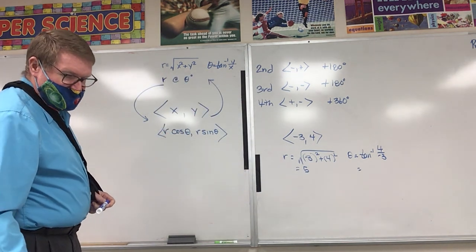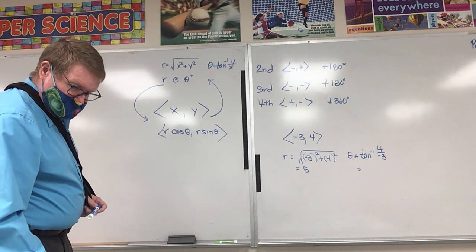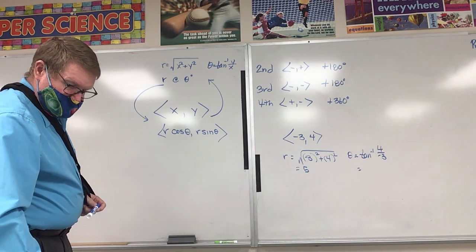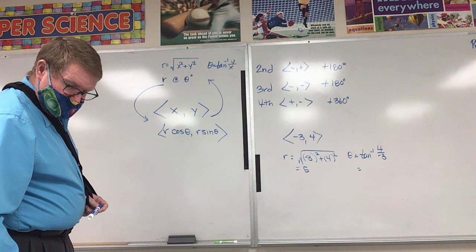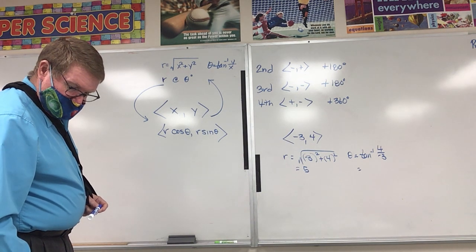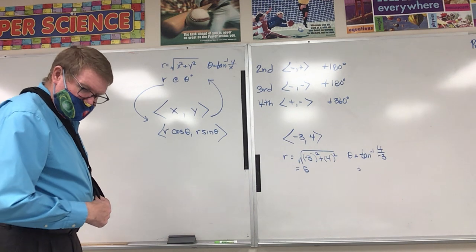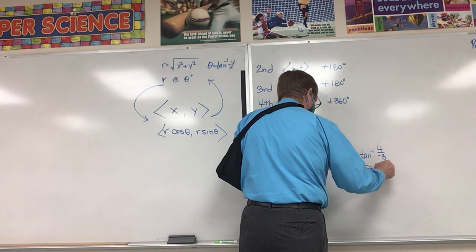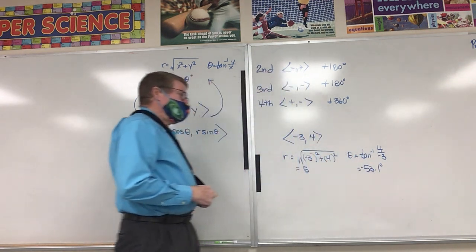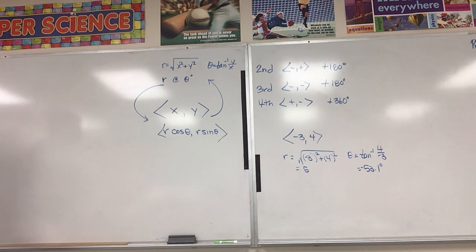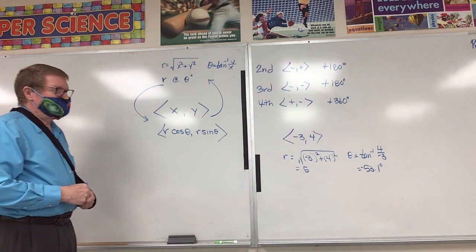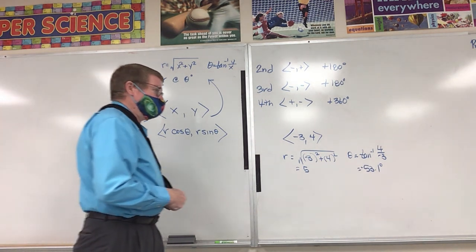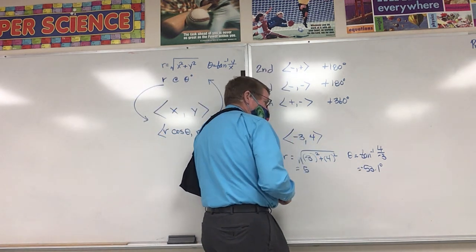Would somebody with a calculator do that for me, please? It should be in degrees. Negative 53.1. What quadrant should I be in? Lauren? You should be in the second. The second quadrant, so what do I have to do to this angle? Add 180.